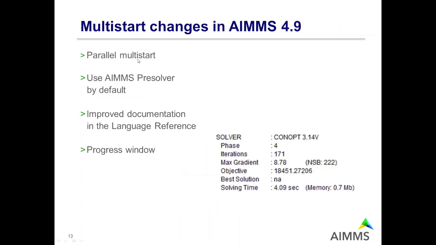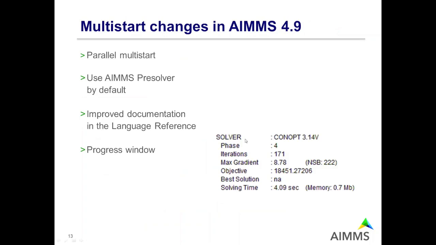Besides the parallel multistart, we also had some other minor changes in AIMMS 4.9. Now the AIMMS multistart algorithm also uses the presolver by default. Previously it could also use the presolve, but it was disabled by default, and now it's switched on. We improved the documentation language reference, and also the progress window is improved.